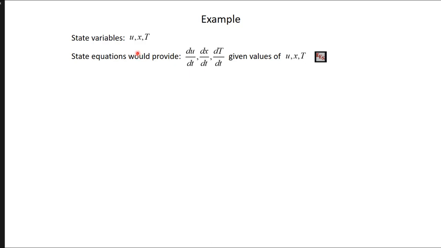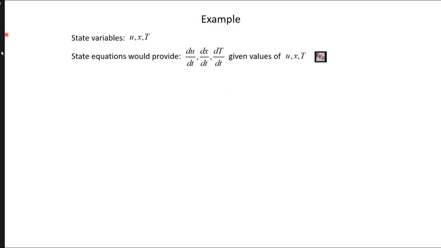For this problem, it's a little bit more complicated. We have three state variables. We have velocity, position, and temperature. So in order to move through time using whatever technique I want to use, I need state equations that are going to calculate for me du dt, so this is the rate of change of velocity, this is acceleration, dx dt, the rate of change of position, and d temperature, d time. And I need to be able to calculate them given some arbitrary values of u and x and temperature and I guess time, right?